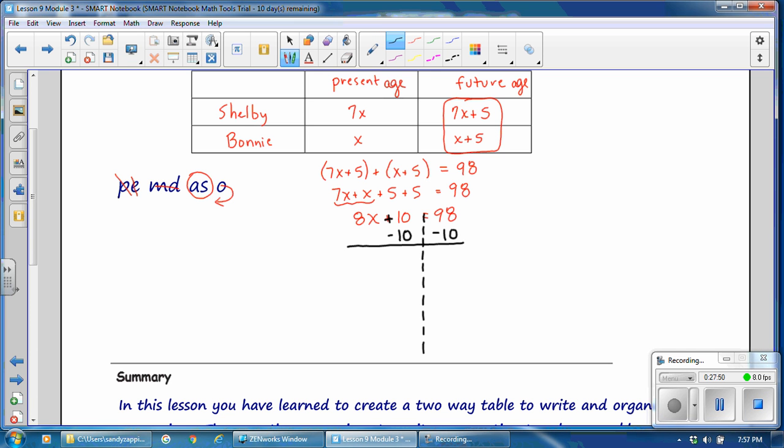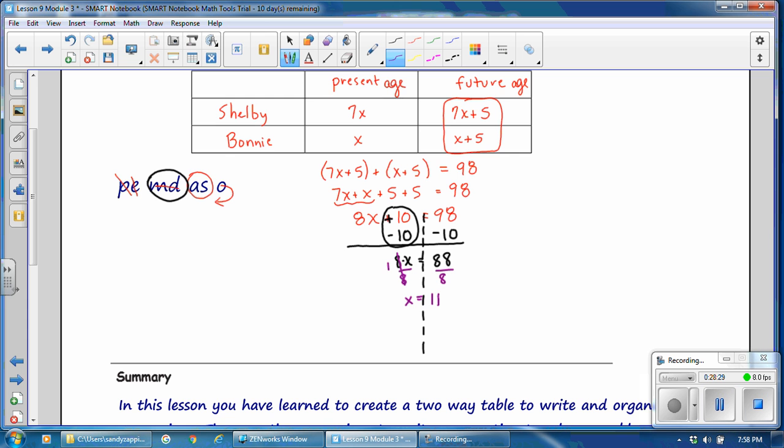So we're taking away that 10 years. This gives us a 0 pair, and 8x plus 0 is 8x. 98 minus 10 is 88. Next we have 8 times x. So we're going to undo the multiplication. The opposite of multiplication is division. So we're going to divide by 8. Show division with a fraction bar. Divide by 8, and you're always going to divide by the coefficient here because you'll get 1, and 1 times the variable is the variable. And then 88 divided by 8 is 11.